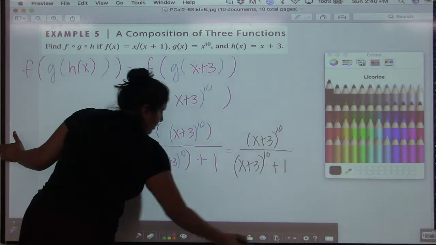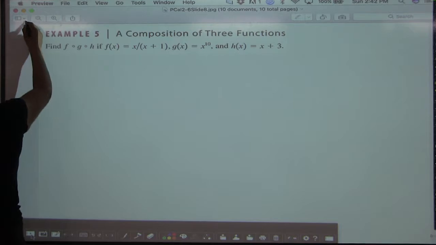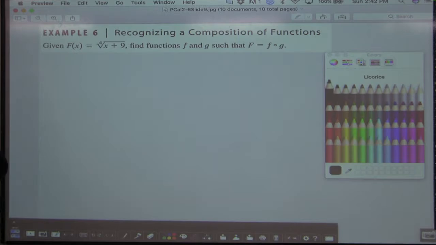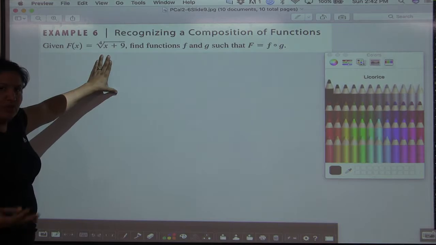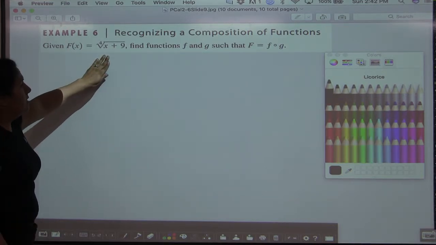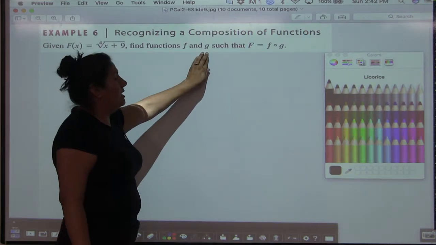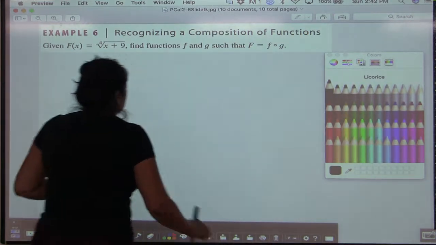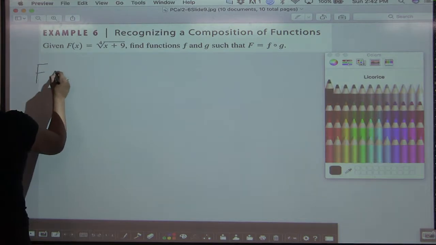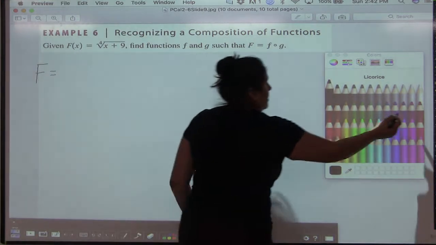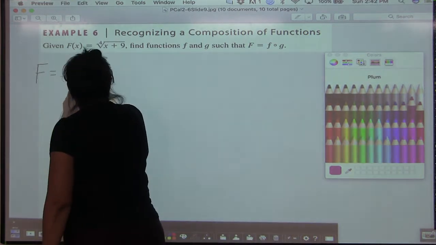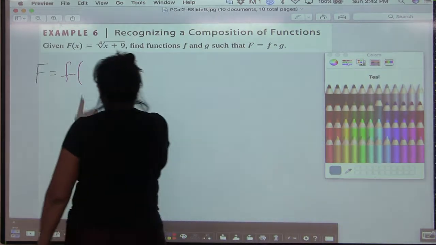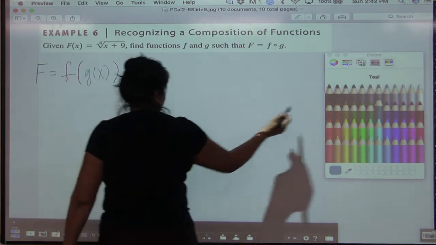So now we're going to go to our next one, which I also think is a little different than what we've been doing. This is asking us to work backwards a little bit because they're giving us a function that looks like something that could have been composed to get it to this point. So they want us to find what f and g would have to be in order for it to be equal to f of g of x. So they want capital F to equal f of g of x, like that.